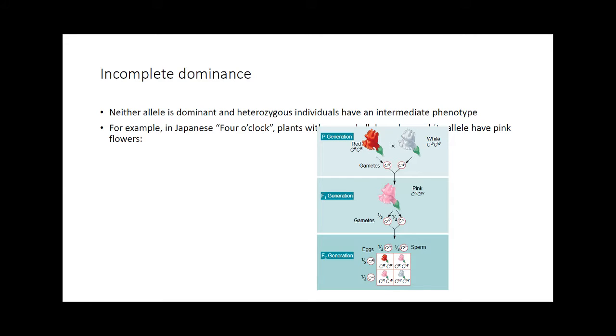Wait, if it's two red alleles and two white, shouldn't that technically not be dominant and recessive? Well, you're right. I misspoke. It's not dominant, codominant, recessive. It's dominant, codominant, or it's 1, 2, and 2. It's a matter of how you say it. It's semantics.